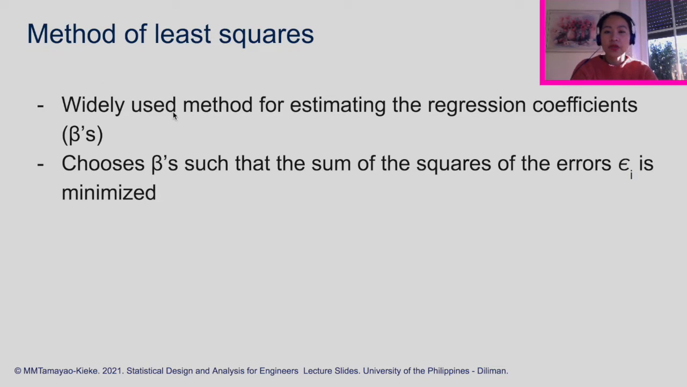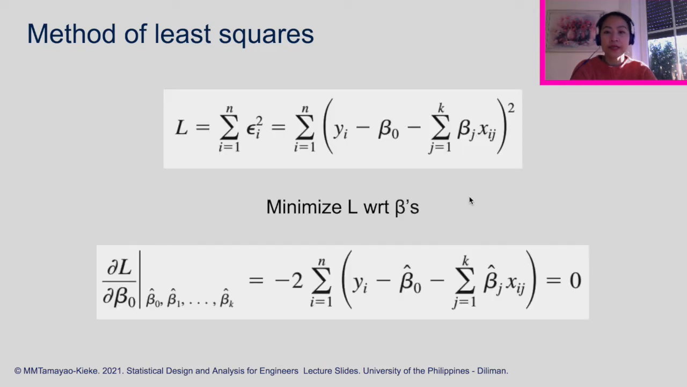One of the most widely used methods for estimating the regression coefficients is the method of least squares. The method of least squares is typically used for estimating the regression coefficients, the betas. What you basically do here is you choose the betas such that the sum of the squares of the errors epsilon i is minimized.